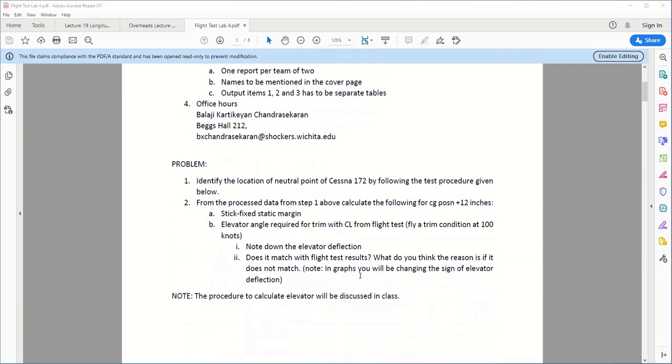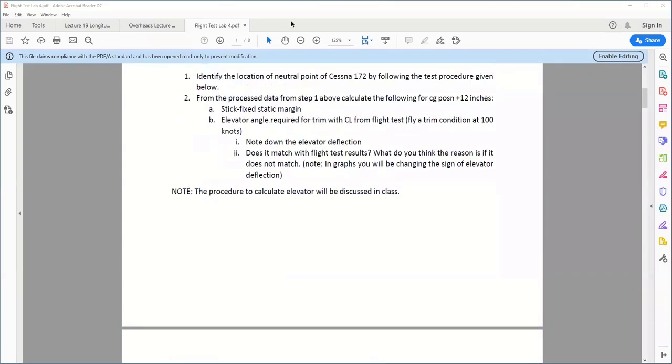Let's go to the problem statement. We are going to identify the location of the neutral point in a Cessna 172. We'll go through the test procedure, and then from whatever data you have got, you're going to go back and verify whether you have done correctly. For that, we are going to fly a separate test point, and then we are going to find the static margin and the elevator angle required for that particular flight test point.